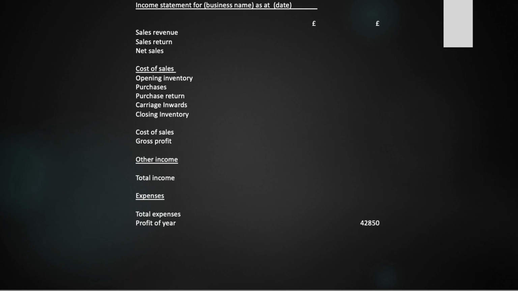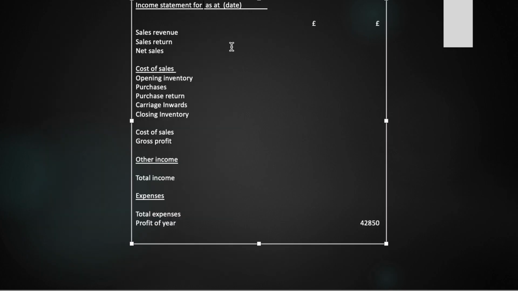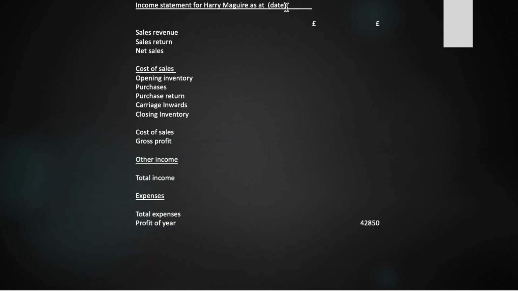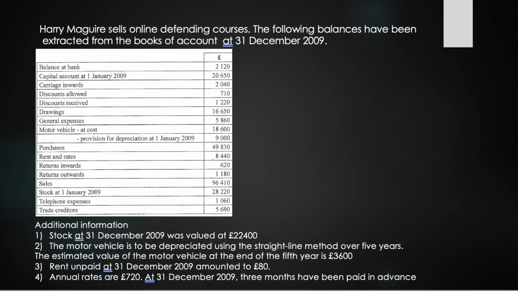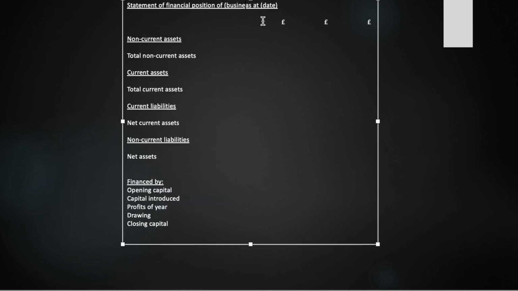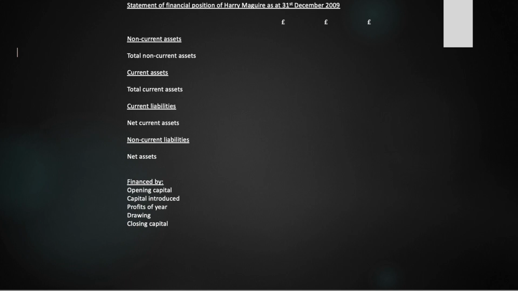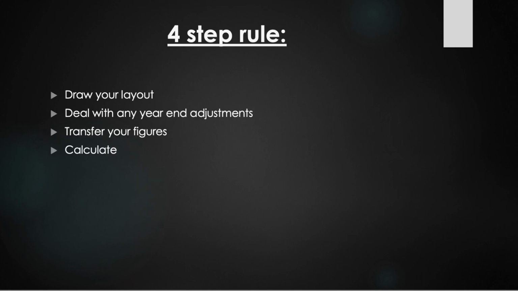So at the top we have income statement. It says business name. Our business name is Harry Maguire. So we put Harry Maguire at the business name. And then for the date we put 31st December 2009. We do that for both the income statement and the statement of financial position. Okay, now we've done that.